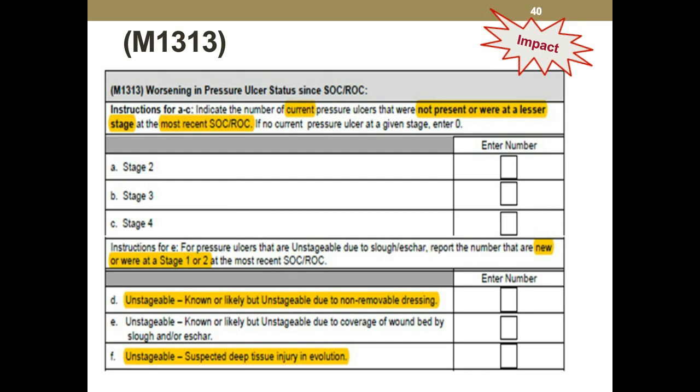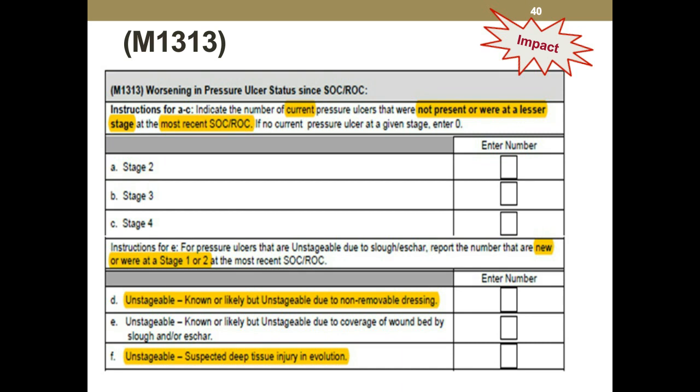So that leads us to moving on to our new area, M1313. M1313 is completed at discharge, and at discharge it's wanting to know the number of pressure ulcers that have worsened since the start of care, resumption of care. Seems like we just looked at that in M1311, but we're looking at it in a little bit different way. So now we're going to look at it for this particular question, and this is what the question looks like.